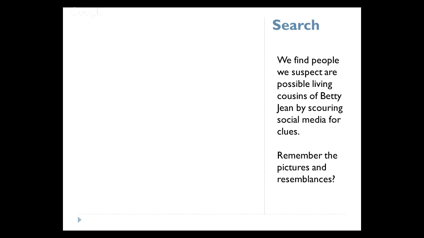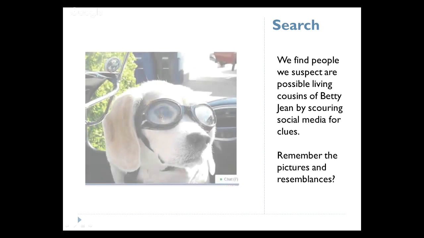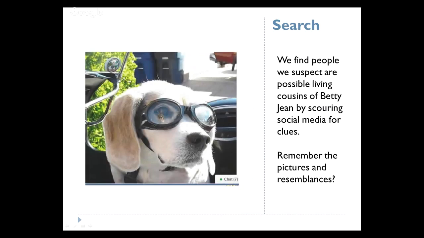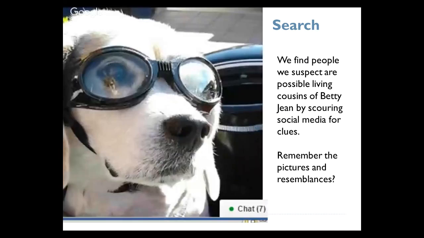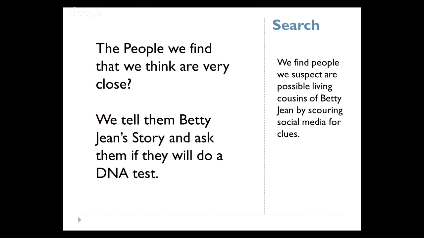You can also look at photos. Remember all those pictures of resemblances? Well, one of the pictures that we found was this picture. Somebody had a dog in a sidecar wearing goggles, but do you notice something specific about the goggles? There's a picture of somebody in the goggles. Believe it or not, this is one of Betty Jean's cousins. And there's a family resemblance in that picture that you can find.